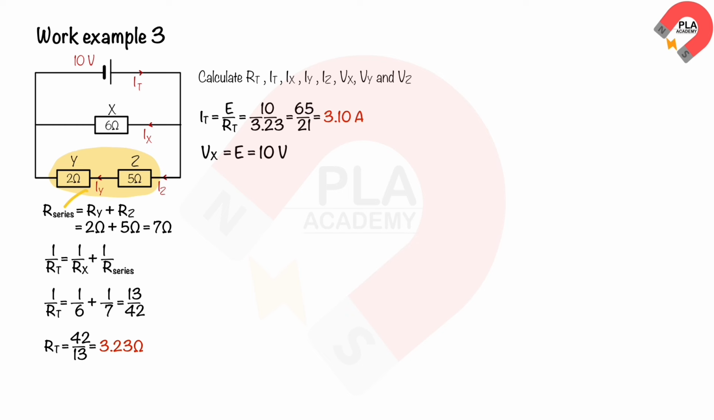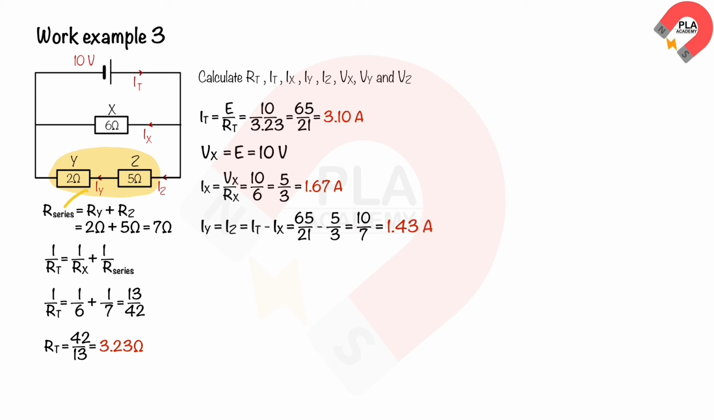VX equals EMF equals 10 volts. Calculate IX using the equation IX equals VX over RX. Substitute VX equals 10 and RX equals 6, so IX equals 1.67 amperes. IY equals IZ equals IT minus IX equals 1.43 amperes.